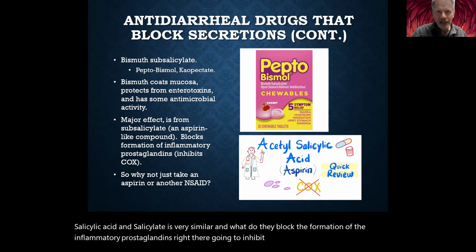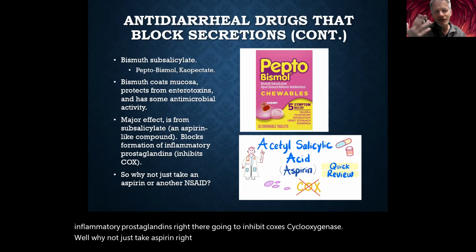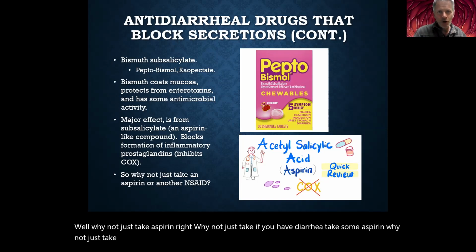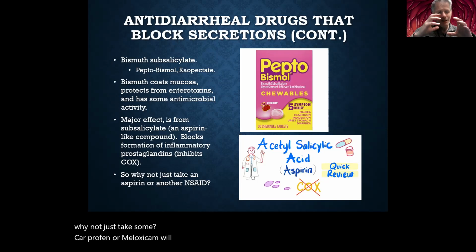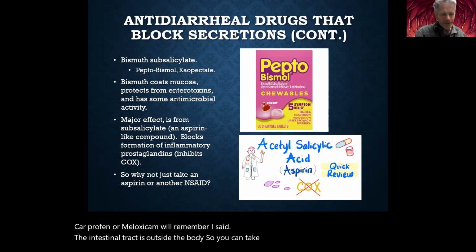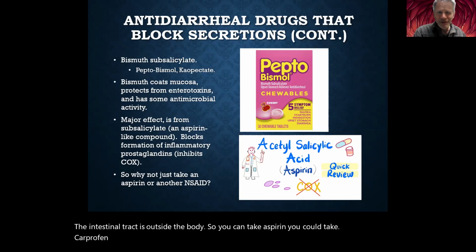COX is cyclooxygenase. Well, why not just take aspirin, right? Why not just take, if you have diarrhea, take some aspirin. Why not just take some carprofen or meloxicam? Well, remember I said the intestinal tract is outside the body. So you can take aspirin, you could take carprofen, but it may not be very effective against inflammation along the mucosa.